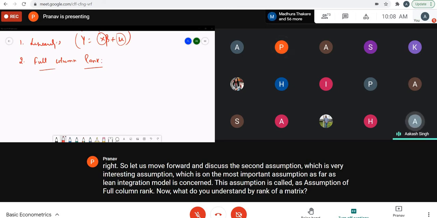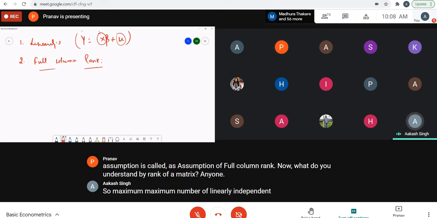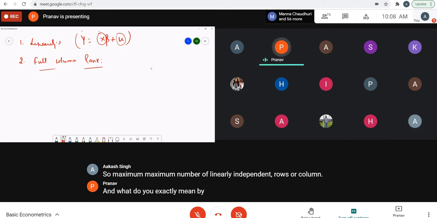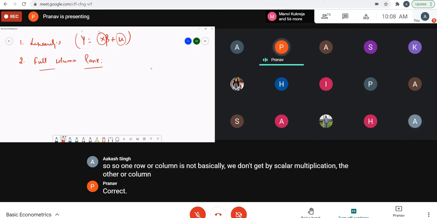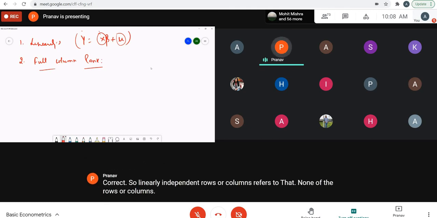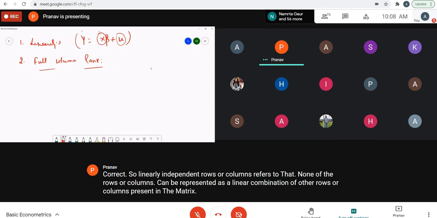So maximum number of linearly independent rows or columns. And what do you exactly mean by linearly independent rows or columns? So one row or column is not basically we don't get by scalar multiplication the other row or column. Correct. So linearly independent rows or columns refers to that none of the rows or columns can be represented as a linear combination of other rows or columns present in the matrix. So this assumption is about full column rank.